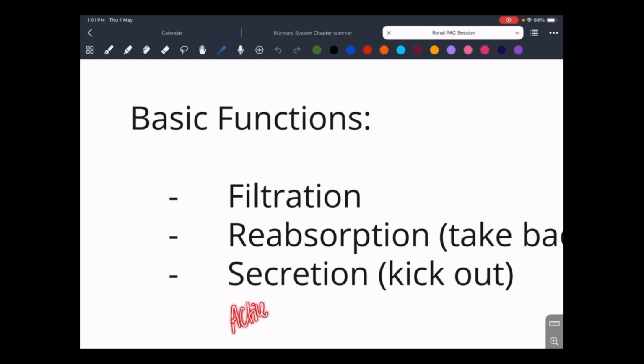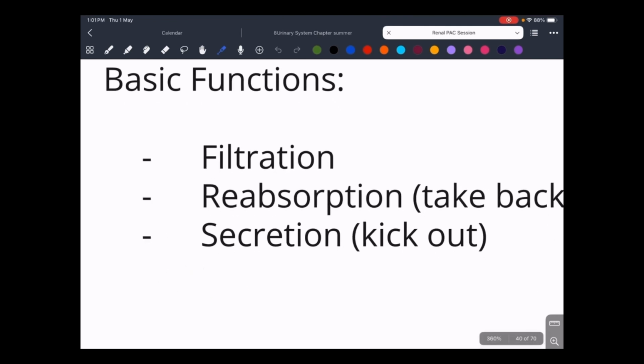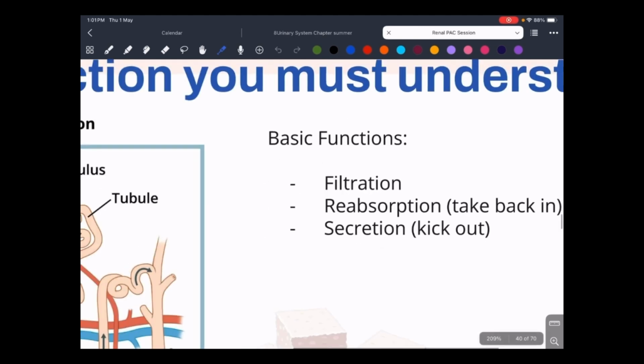So it's basically the body and the kidney saying, you know what, this specific substance I don't want in my body. So not only am I going to filter it, I'm going to actively kick more of it out than what is usually filtered. Like throwing extra trash into the bin manually, okay?